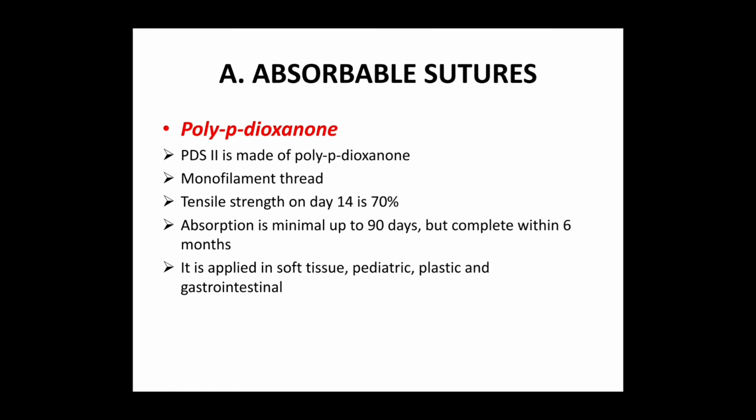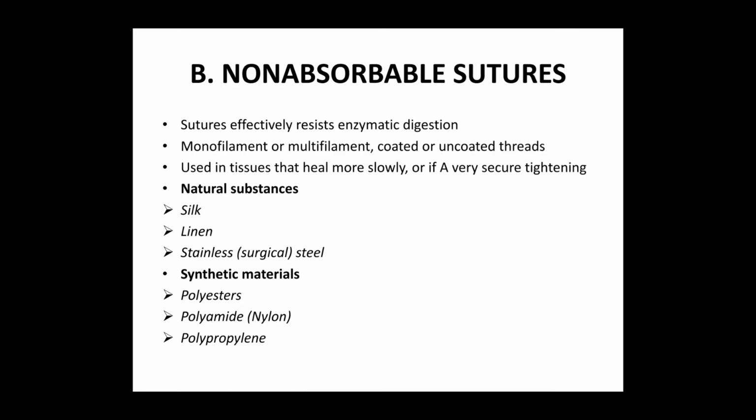The third absorbable, that is synthetic suture material, is polydioxanone. It is PDS II, made up of poly-p-dioxanone. It's a monofilament thread. Tensile strength on day 14 is 70%. Absorption is minimal up to 90 days but complete within 6 months. It is applied in soft tissue, pediatric, plastic and gastrointestinal surgeries.